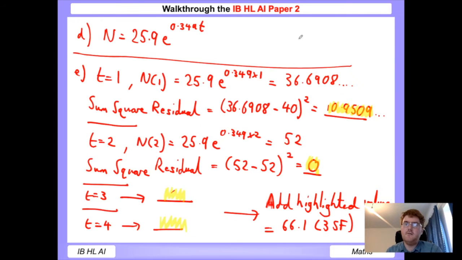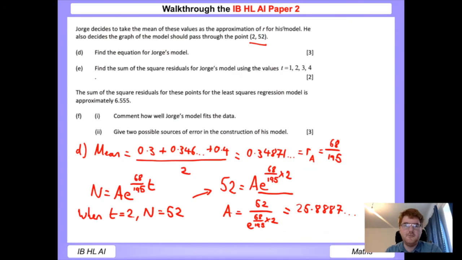Good. Right, let me pop up part f up here, because this won't take too much room. So we're told the sum of the square residuals for these points from the least squares regression model, a much more accurate model, is approximately 6.555. So comment how well Jorge's model fits the data.